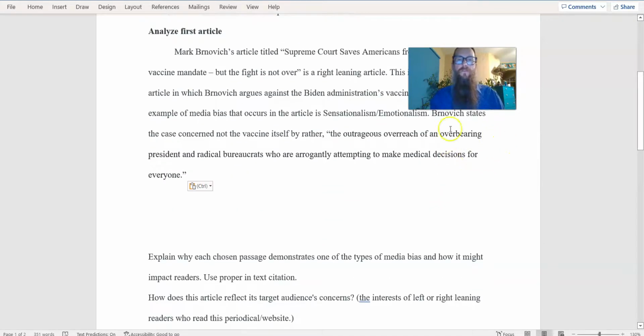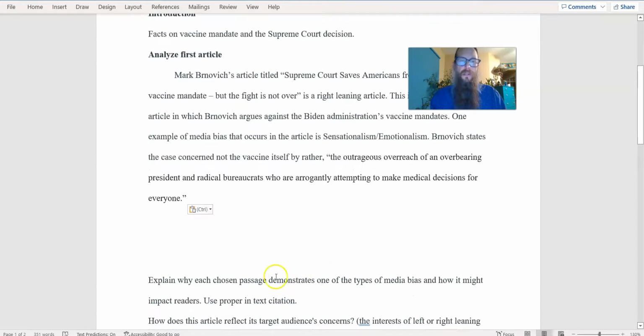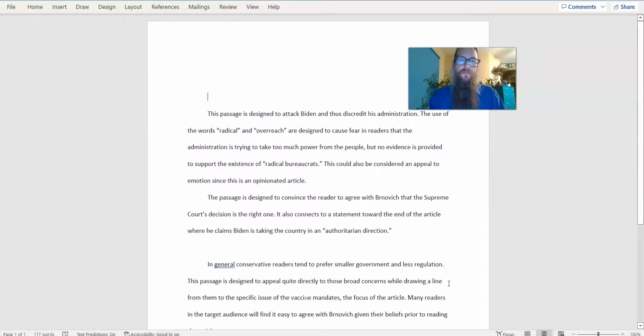Okay, so now we've identified which type of media bias it is. Where is it occurring? You're still not done because there's a lot more interesting stuff to do. Explain why the passage fits that criteria. Why is it that type of media bias and how might it impact readers? Okay.